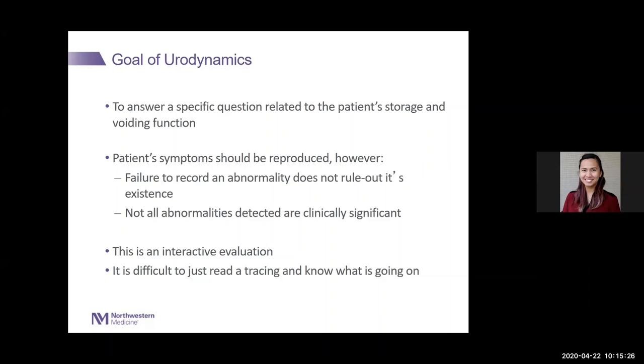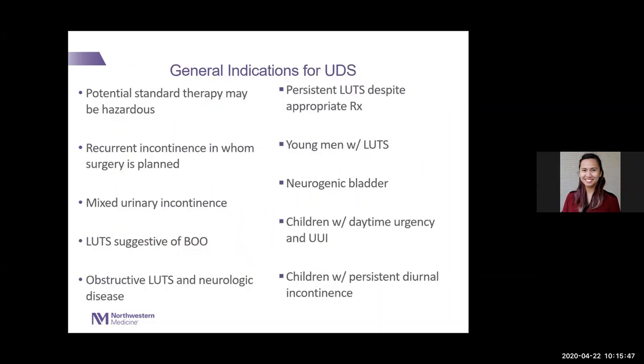So if you look at a tracing, it's difficult to know what was going on unless it's well marked by the nurse or assistant who's doing the urodynamics with you. So you can't just look at it and go, okay, when you see a bladder contraction, well, did that patient try to go or was that an uninhibited one? And you don't know that unless you have someone in there paying attention to what's going on.